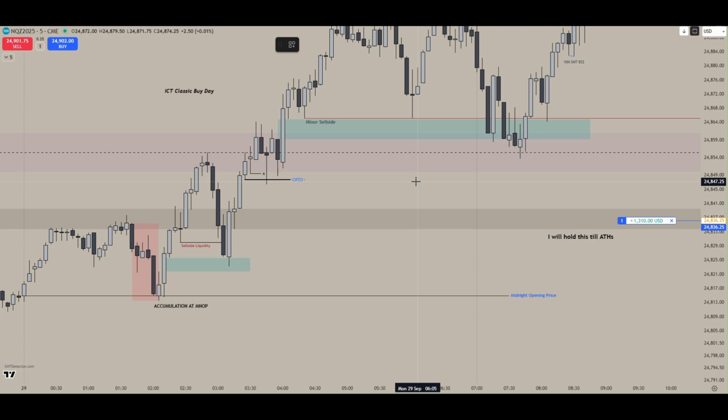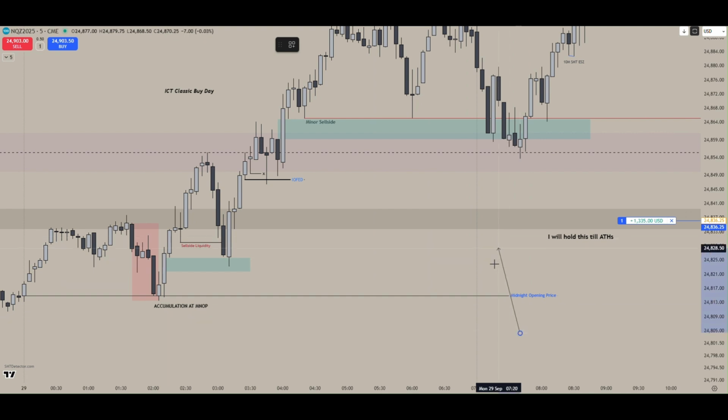So today I'm going to be talking about how do we capture the whole daily range. So what I mean by this is how do I buy at the start of the day, at the low of the day, and how do I ride that move till my objective, my buy side objective, or till the high of the day. So this is what it means.